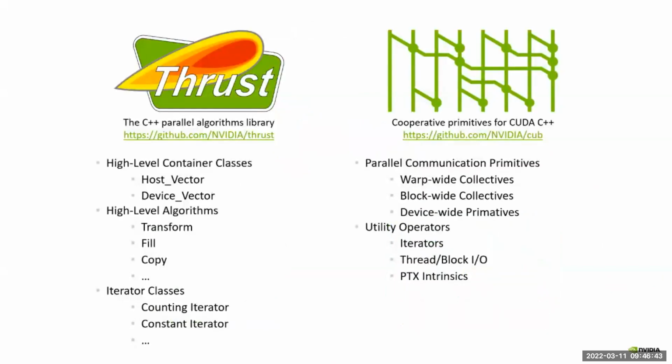In terms of the functionality these libraries provide, Thrust provides high-level container classes that you can use, for instance, a host vector, a device vector, a unified vector, high-level algorithms, many of which are now available directly in C++, although we do actually have some additional execution policies in Thrust that are not available in the C++ standard, and also some iterator classes that are used for convenience. CUB is collective primitives you can integrate into your existing code. It's often used inside of CUDA kernels for things like warp-wide, block-wide, or device-wide collectives. And there are also various utility operators available.